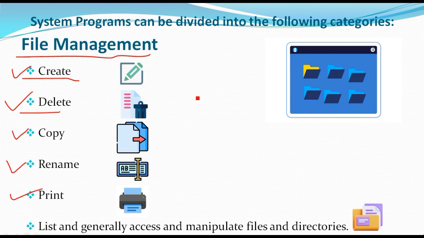In the user and operating system interface lecture, I already used the copycon command for creating a file and the del command for deleting a file. The cp command in Unix and the copy command in DOS are used to copy a file. The REN command in DOS is used to rename a file. The print command is used to print a file. All these services are provided by the system programs.